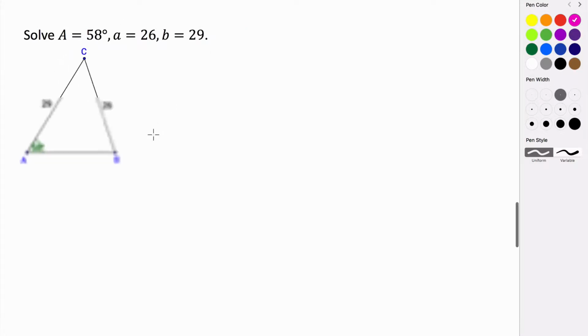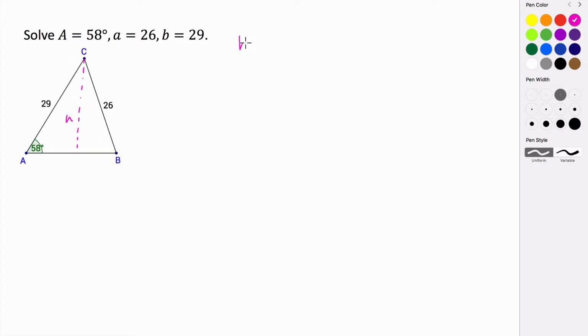The way that we figure out what it's going to be is by looking at the height. So the first triangle would potentially look like this, where our given angle is 58, the side opposite it is 26, and then this adjacent side is 29. But we don't even know if we're able to form a triangle. First, we have to look at the height of this triangle. So this is h.